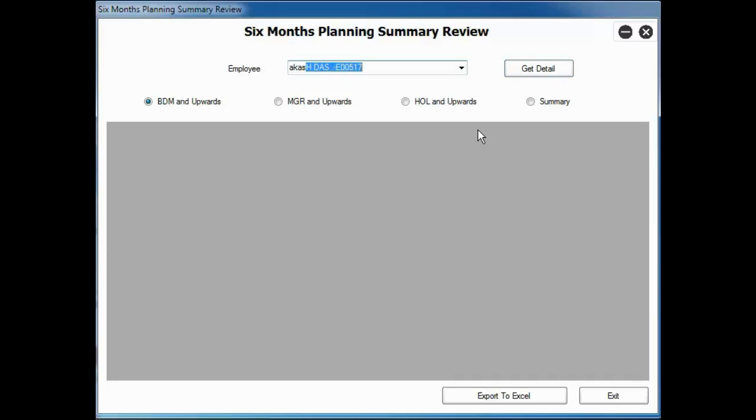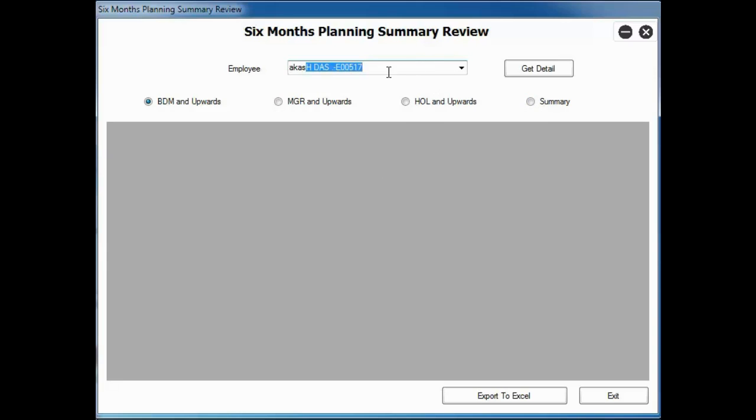But before I get the details, there are a couple of things that we should know. We have BDM and upward. That means I can see all those BDM and upwards who report into Mr. Akash Das. Then we have managers and upwards. We have HOLs and upwards. And if I want to see a total summary, I can see the summary choosing the option summary over here. So let's choose the first one.